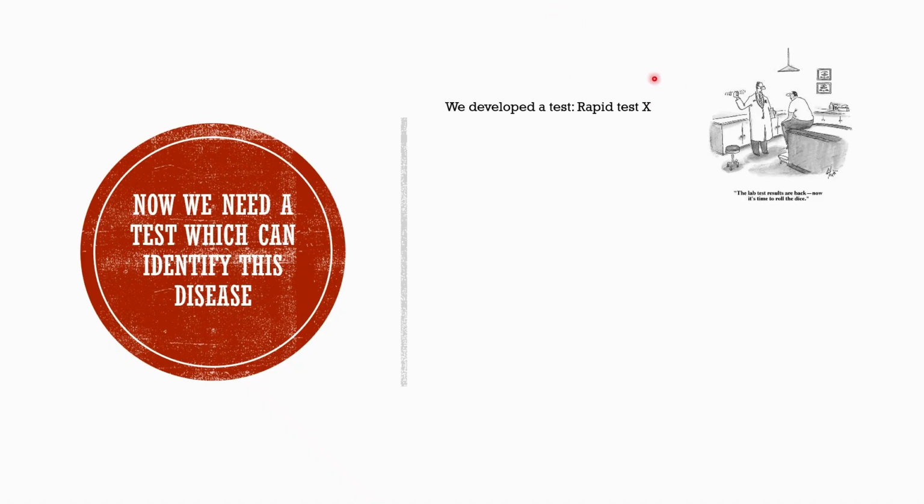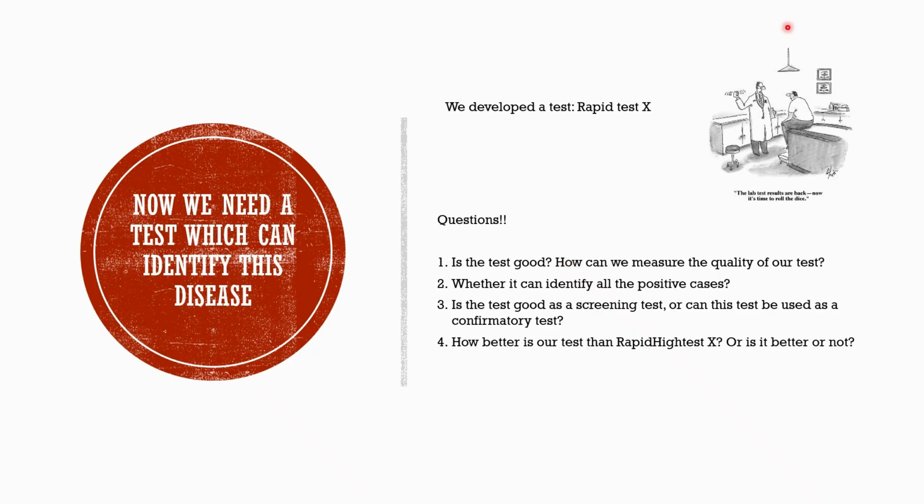When we evaluate this test, there are a few essential questions we must ask before trusting its result. First, is the test good? This means, does it reliably tell us who truly has the disease and who does not? Then we ask, how can we measure the quality of our test? To answer this, we look at key performance indicators such as sensitivity, specificity, predictive values and overall accuracy. Another important question is, can this test identify all the positive cases? This relates directly to sensitivity, the test's ability to detect true positives and avoid missing infected individuals.